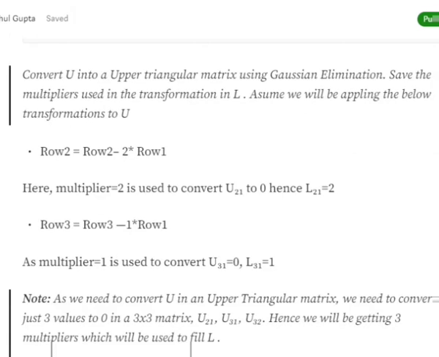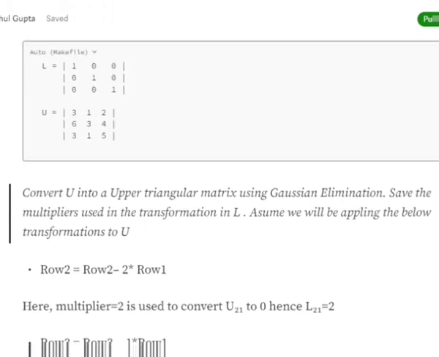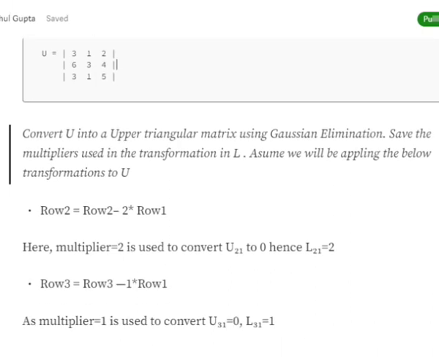The operation that we will be performing is row 2 equals row 2 minus 2 into row 1. As you can see, row 2 is 6 3 4. Once I am subtracting 2 into row 1, what would we be getting? 2 into 3 becomes 6. Hence, if I am subtracting 2 into row 1, this particular value becomes 0. Eventually, when we are subtracting the whole row, this value becomes 1, and this particular value also becomes 0.